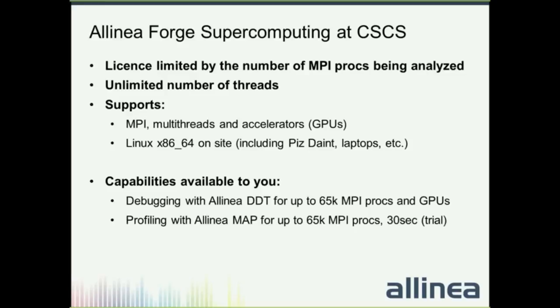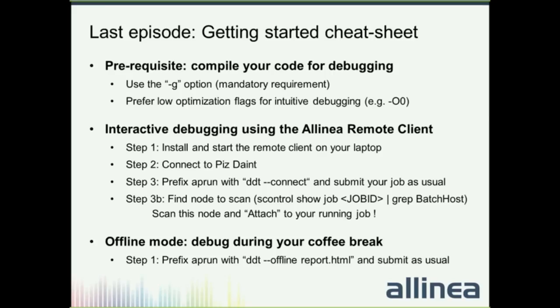So you're very, very welcome and more than encouraged to use this tool if you have problems. And you also have a profiler called Allinea Map that is available. It's a trial license that allows you to profile codes for 30 seconds, but it's there if you want to try it. So when we were discussing last month, basically we had a look at the getting started. And here's a reminder of what we discussed.